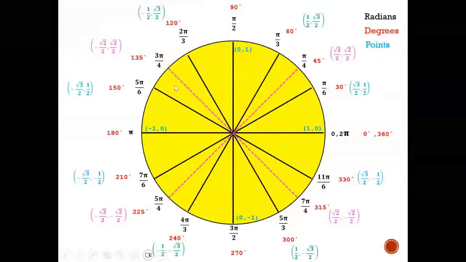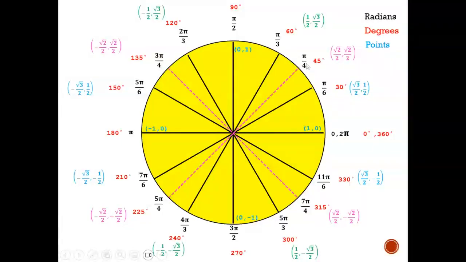You see it's pi over 6, 5 pi over 6. You see same point, but the quadrant makes it negative and positive. Quadrant 3 at 7 pi over 6, you see both are negative. In quadrant 4, the 11 pi over 6, it'll be positive, negative.